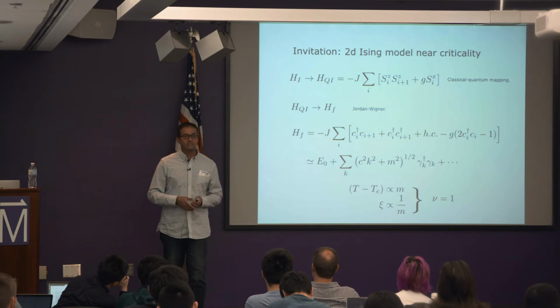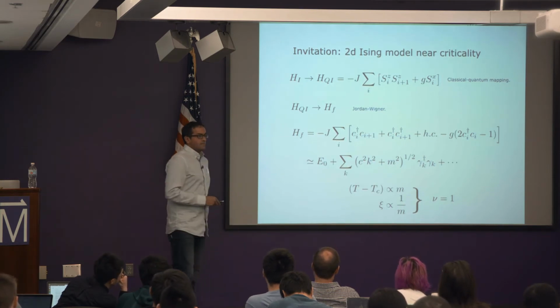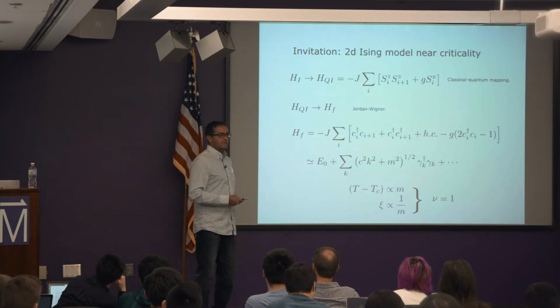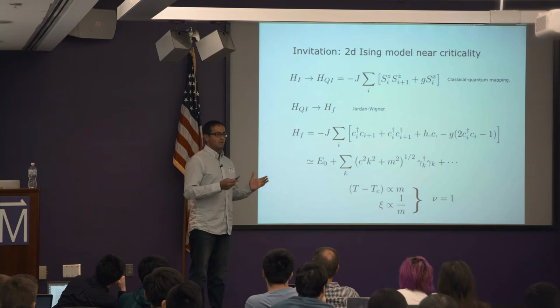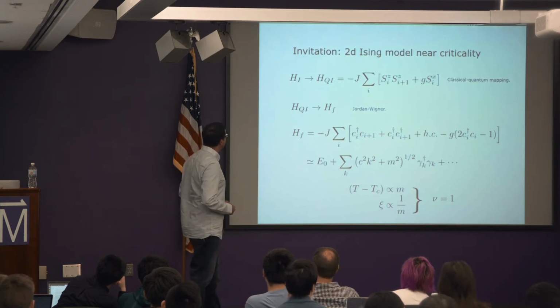That's the transverse field G. Okay? So this is the classical to quantum mapping. I'm not deriving anything in these lectures. I want you to get a sense of what can be done rather than what is done. And if you want to know more, you can read the relevant literature.